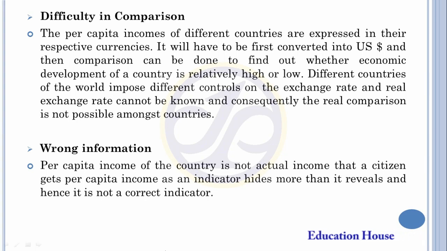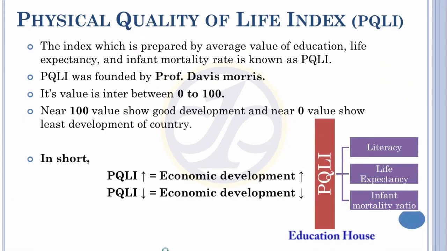Let me start with another indicator named the Physical Quality of Life Index. In abbreviated form, it's called PQLI. It is an index which is a combination of literacy, meaning education, life expectancy, and infant mortality ratio. The Physical Quality of Life Index was founded by Professor Morris David Morris. Its values range from 0 to 100.